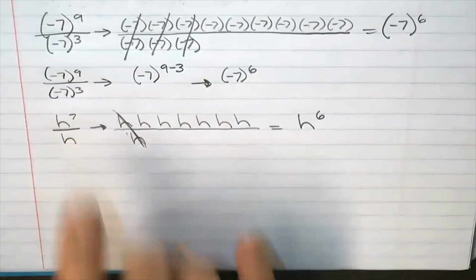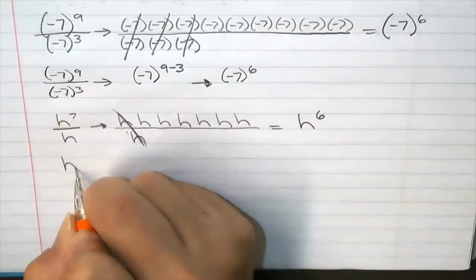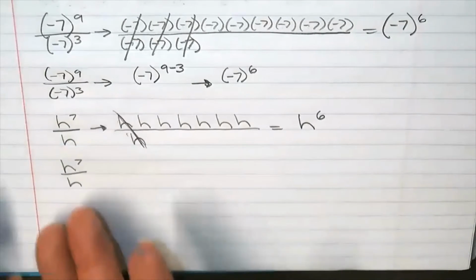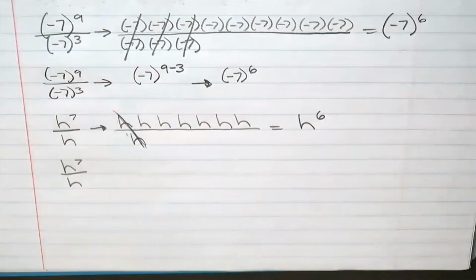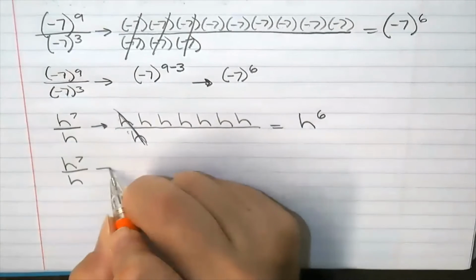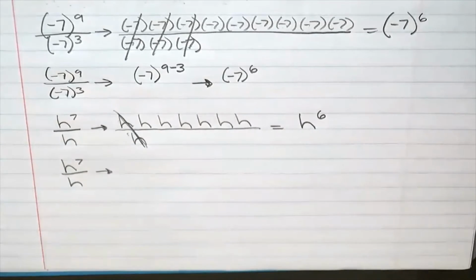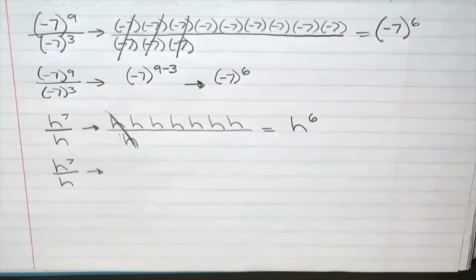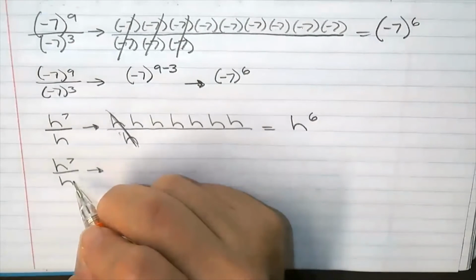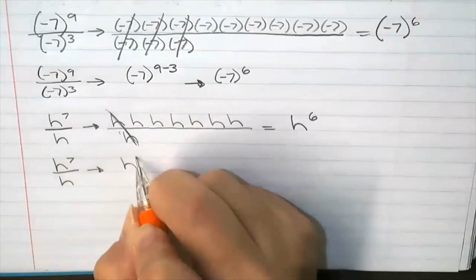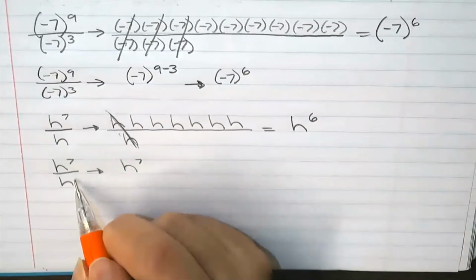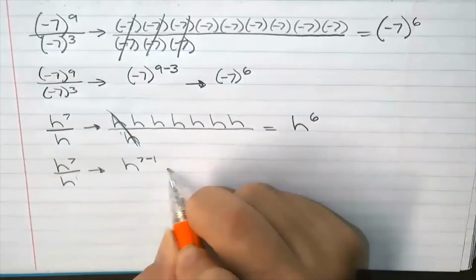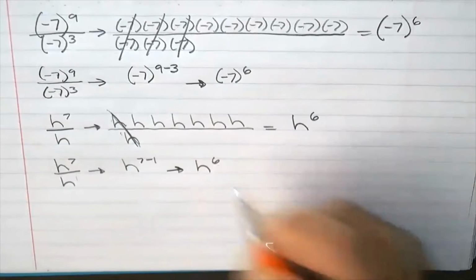But how do I show that easier? There's no exponent in my denominator. Well, guess what? There is an exponent. It's just an invisible 1. So we have H to the 7th, and then we have our invisible 1 there. And that is how we get H to the 6th.